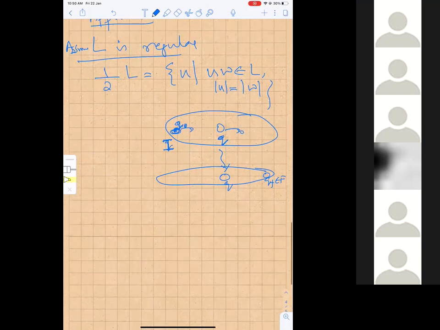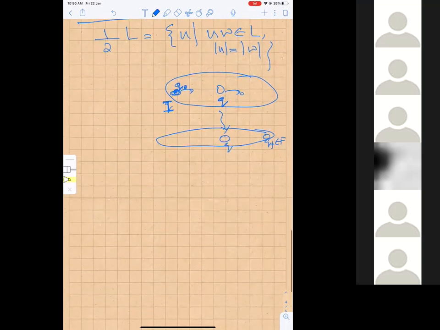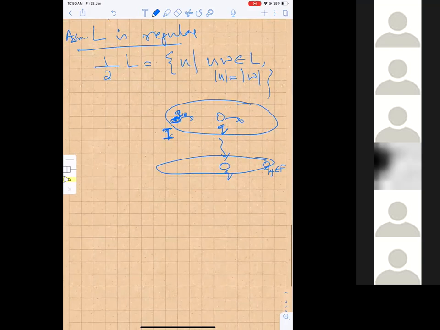Okay, so you might have seen this idea in your TOC course, but the one problem with this idea is that it is not very useful when it comes to solving problems. I'll give you some examples. So let's imagine L is regular.